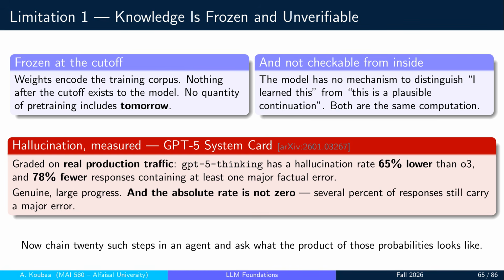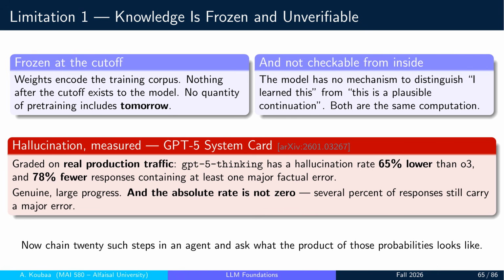Second, and this half is less obvious, the knowledge is not checkable from inside. The model has no mechanism to distinguish "I learned this" from "this is a plausible continuation." Both are the same computation, a probability distribution over the next token. There is no internal flag that marks one as remembered and the other as invented.